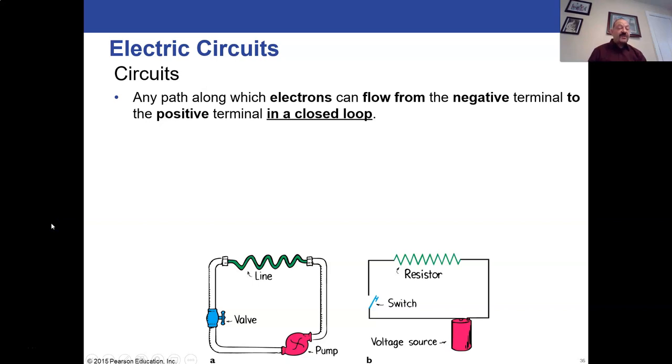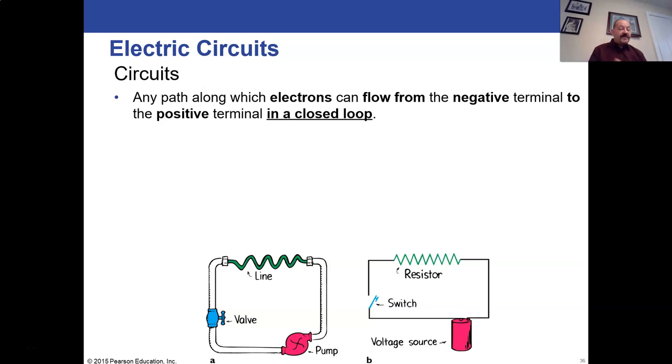A circuit is any path along which electrons can flow from the negative terminal to the positive terminal in a closed loop. So the loop has to be completely closed. It's the same as if you had a closed loop for a water pump shown down here in the bottom left. The pump provides the energy to pump the water through the line, and you might have a valve to stop it, but once you stop it, the flow stops.